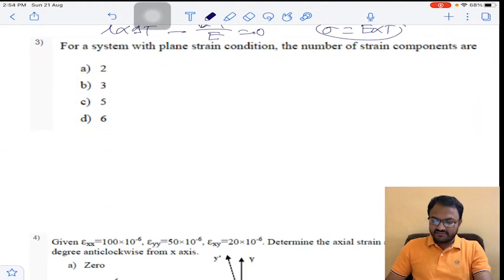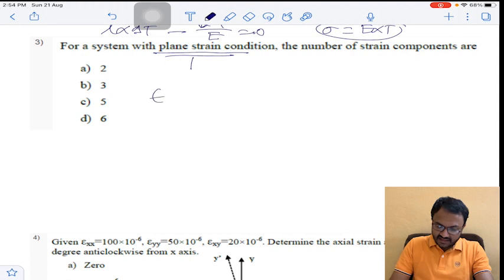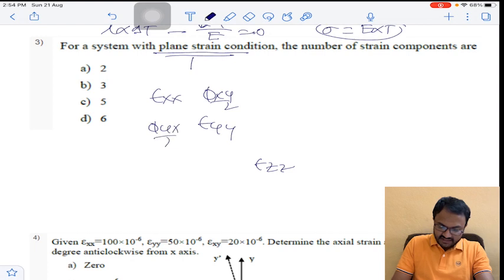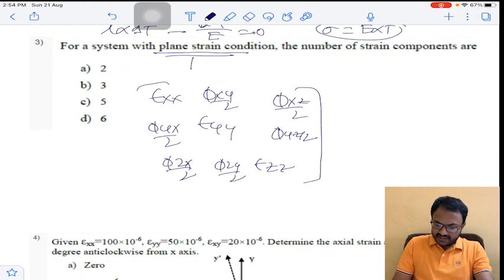Now coming to question number 3, for a system of plane strain condition. Generally the 3D strain matrix has epsilon xx, epsilon yy, epsilon zz, this is gamma xy by 2, this is gamma yx by 2, this is gamma xz by 2, this is gamma zx by 2, this is gamma yz by 2, this is gamma zy by 2. So this is a 3D matrix.